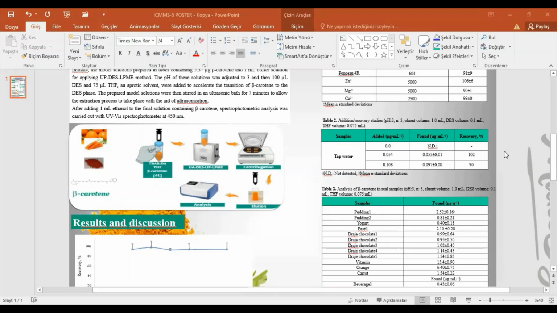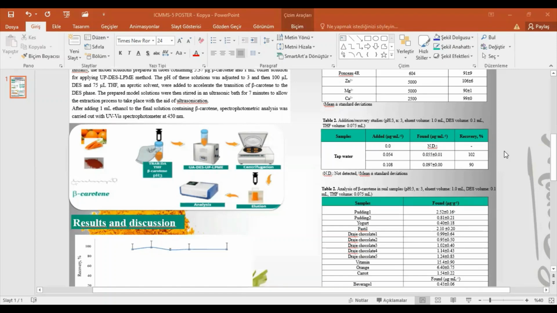After that, model solutions were prepared for applying the method. For this, 100 microliters of deep eutectic solvent and 75 microliters of tetrahydrofuran, an aprotic solvent, were added to the 10 milliliter model solutions. After ultrasonication and centrifugation, the final solution was analyzed with a UV-visible spectrophotometer.